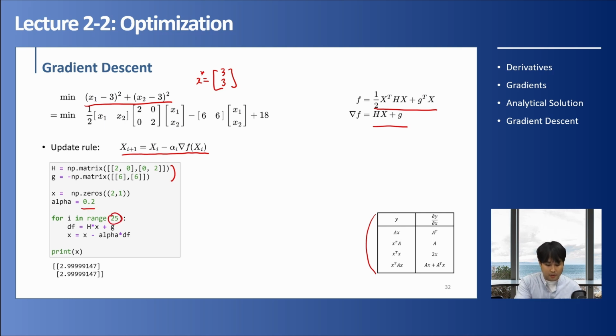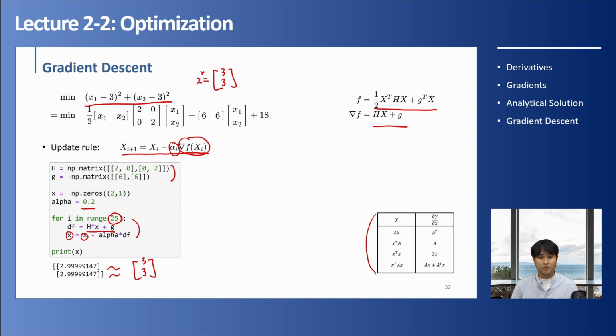So in terms of implementation, we first define our H and G matrices and our step size as well. And for a given number of iterations, we define the gradients over here, multiply it with our step size, and update our new x based on our current x. If we repeat this process many times, we end up with a solution value that is very similar to the analytical solution that we've been able to determine earlier on.